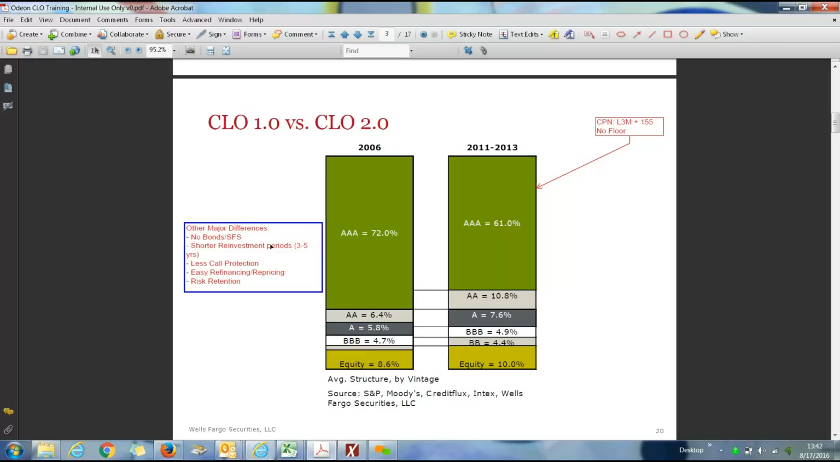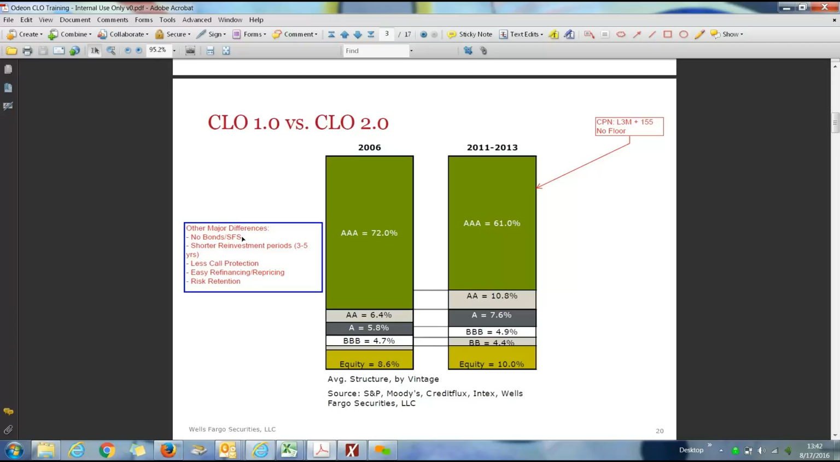The other somewhat minor differences are there's no bonds in a CLO 2.0, and there's no other structured finance notes. So just today we were looking at this CLO 1.0 that I used to own when I was at Dalton, and it's got like 4 or 5 structured finance notes in it. In other words, other CLOs in it. And you can have that in a CLO 2.0, but it's not going to qualify.